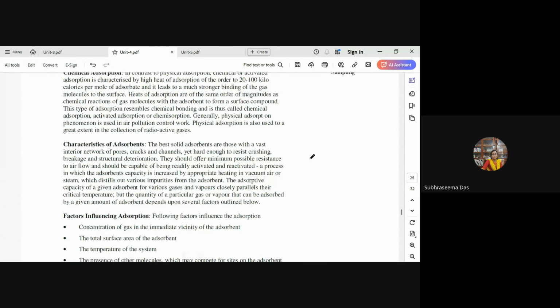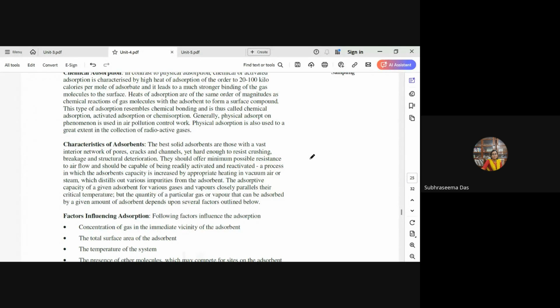Then, characteristics of adsorbents. The best adsorbents are those which have a very porous nature, or cracks or channels, but can resist breakage and structural deterioration. Such materials are prime examples of good adsorbents.